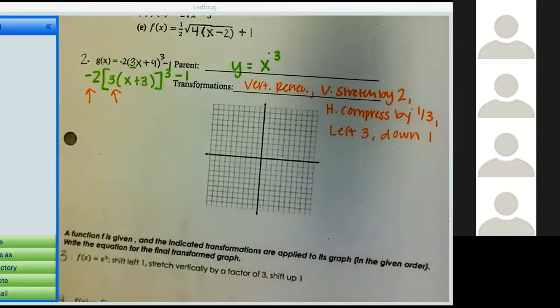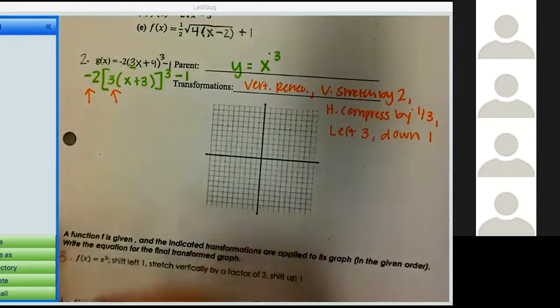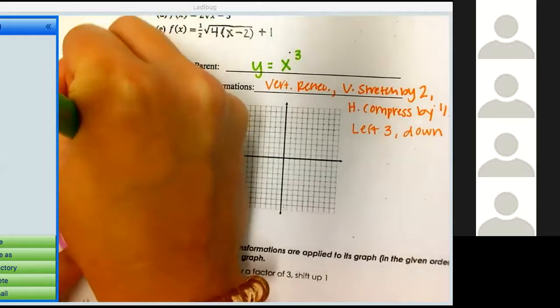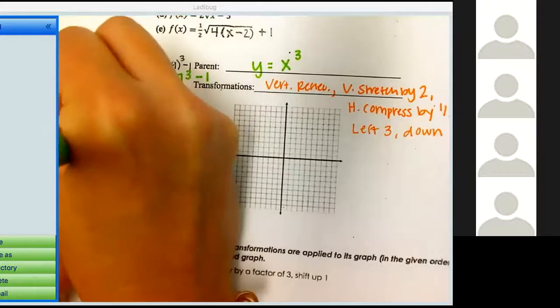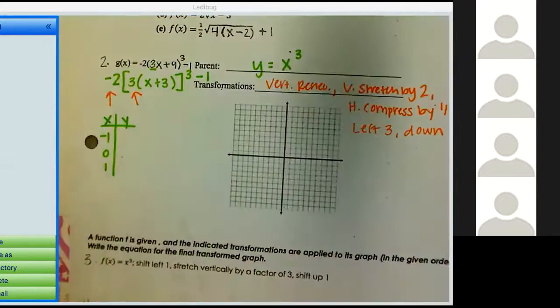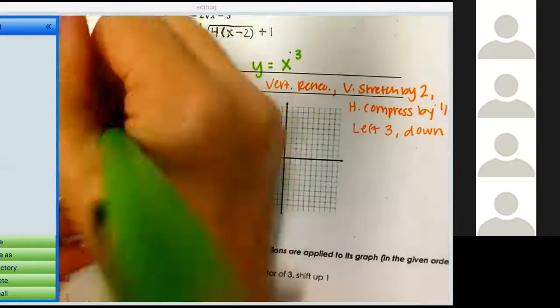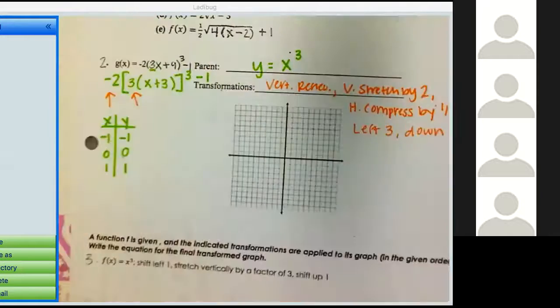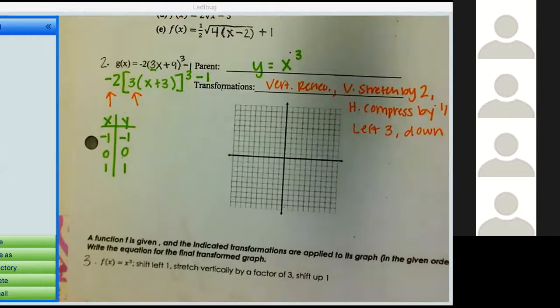All right. So now the only thing left to do is graph. There are horizontal stretches and compressions, so we need to make what to graph? Tables, love it. What's my parent table for a cubic function? -1, 0, 1. Are we okay with the parent table?